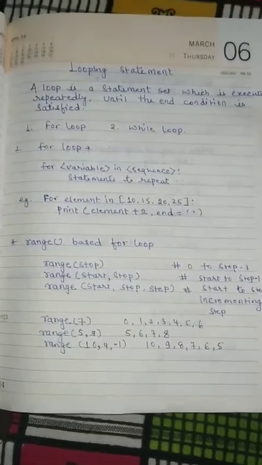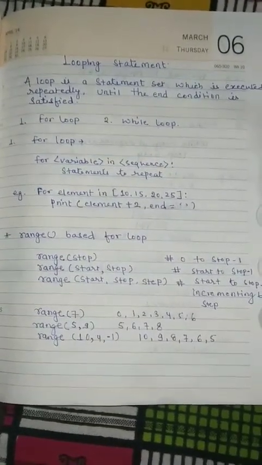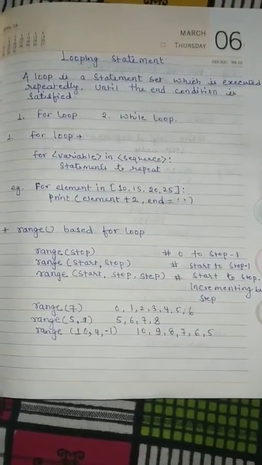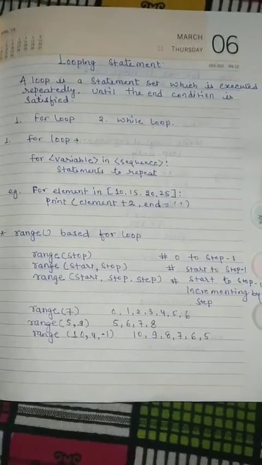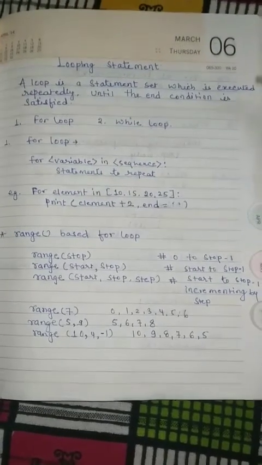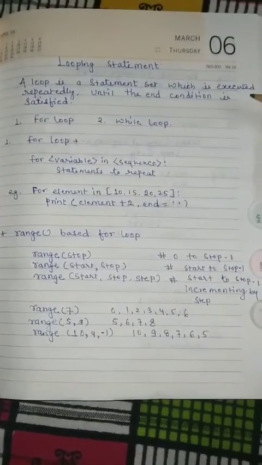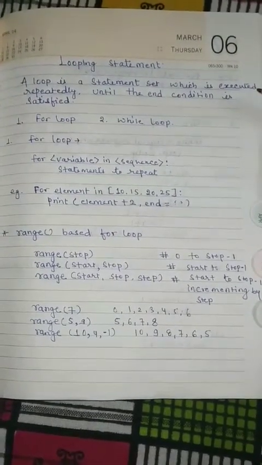Students, our next topic is looping statement. A loop is a statement set which is executed repeatedly until the end condition is satisfied. What is a looping statement? Looping statements execute repeatedly until the last condition is satisfied, as long as the condition remains true.